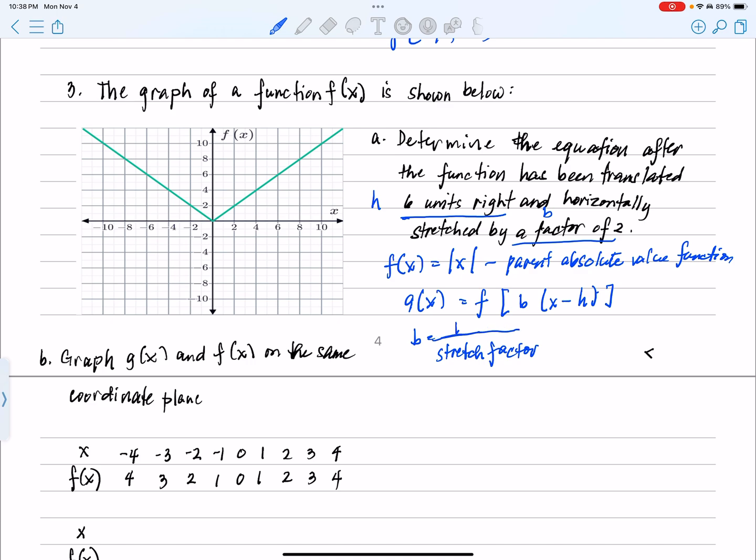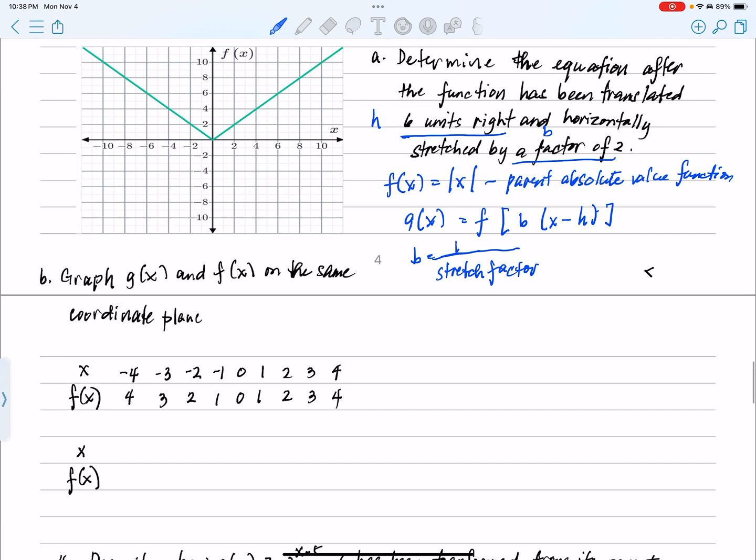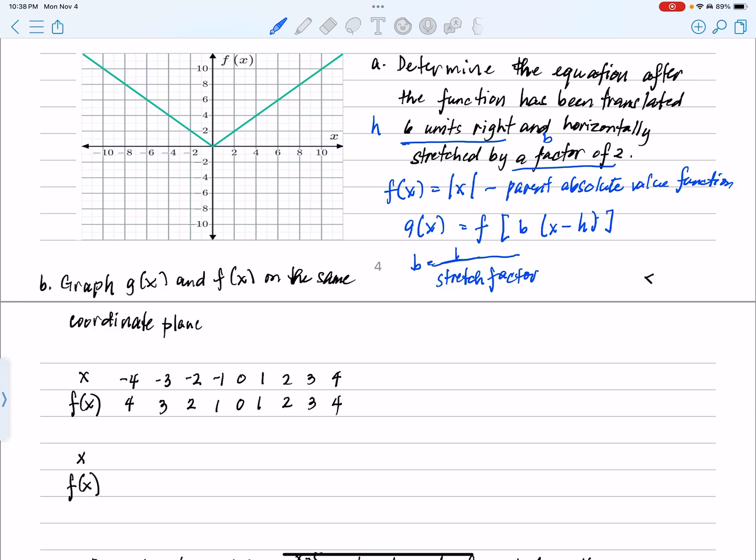All right, let's do this. We're trying to figure out everything. In this case, the stretch factor is 2. Right? The stretch factor is 2. That means b is 1 over 2, because that's a stretch factor. To translate the function 6 units to the right, our h is 6. So we need to find the equation after it has been horizontally translated and stretched.